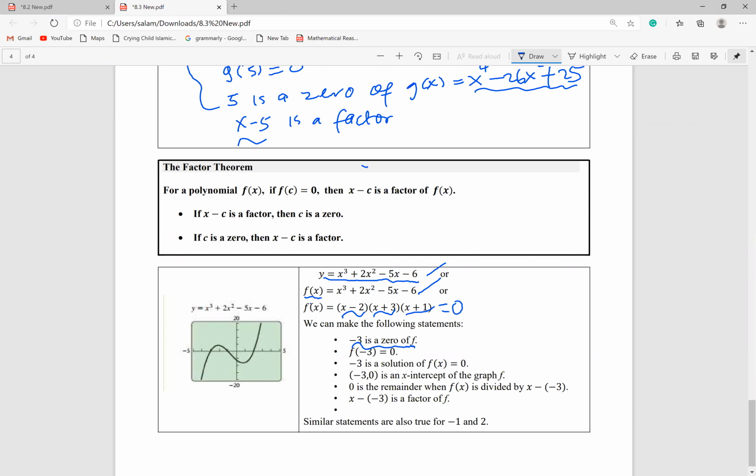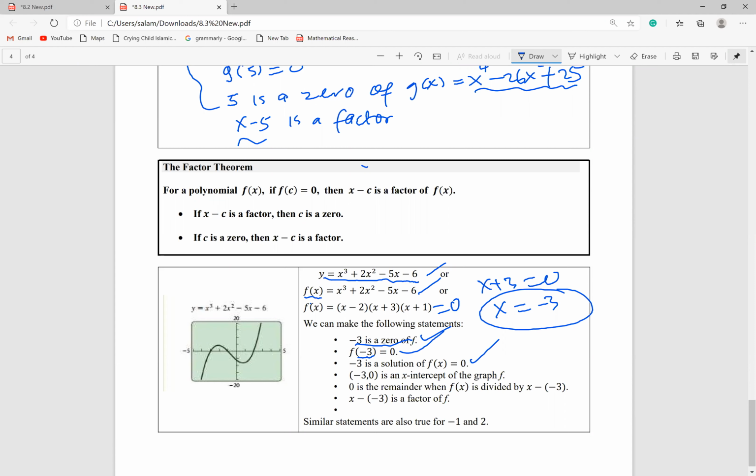Because when you set x plus 3 equal to 0, you have x to be negative 3. It is true that negative 3 is a 0, or even if you don't do that, just put negative 3 into this function. Negative 3 plus 3 is going to be 0, and everything will be 0. So it is true that negative 3 is a 0. It is also true that f of negative 3 is equal to 0. It is also true that negative 3 is a solution of f of x equals 0, because when you set f of x equal to 0, you will get negative 3.